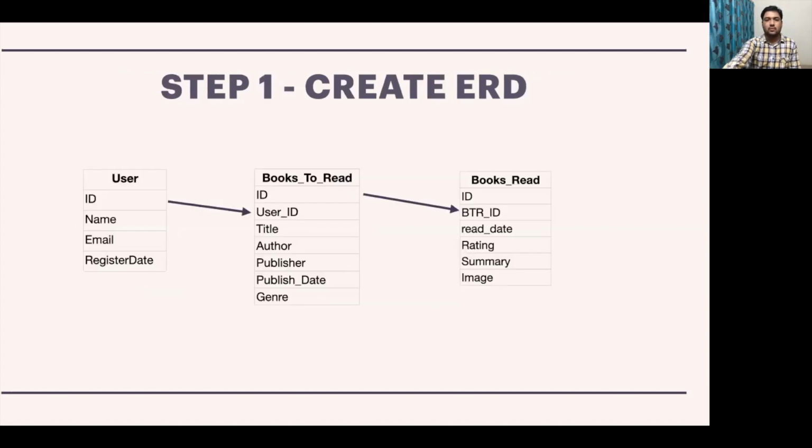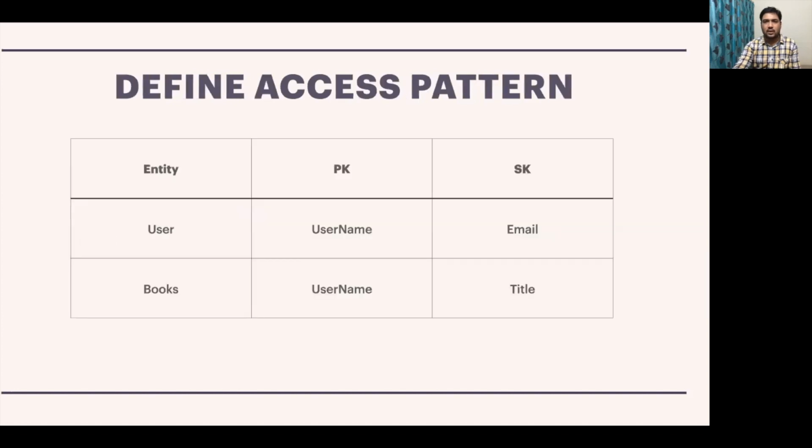The reason being, if you look at the previous one, the book to read entity, when it makes an entry in the books read table, is nothing but adding a little more attributes to the same books that had been added in the books to read table. Here I'm making an assumption that a user is only going to read a book once, and hence we are clubbing the two entities into a single entity. Once we club that, these are the primary key and sort key that I have come up with. Why I have come up with them, we'll get to that in a minute.